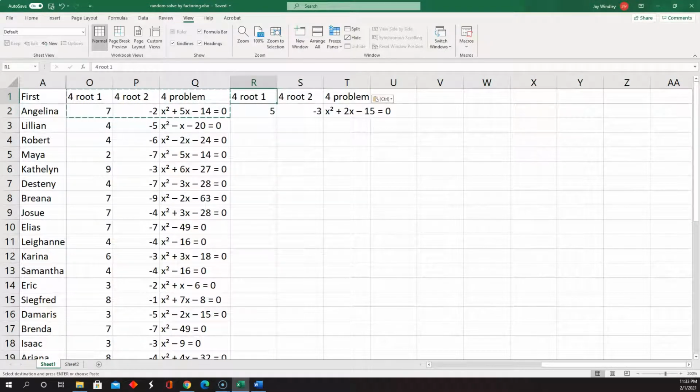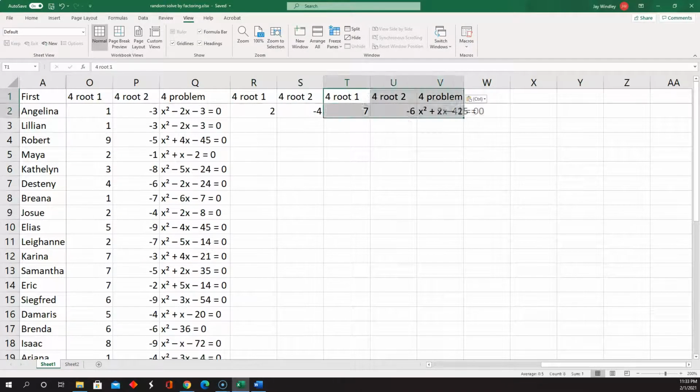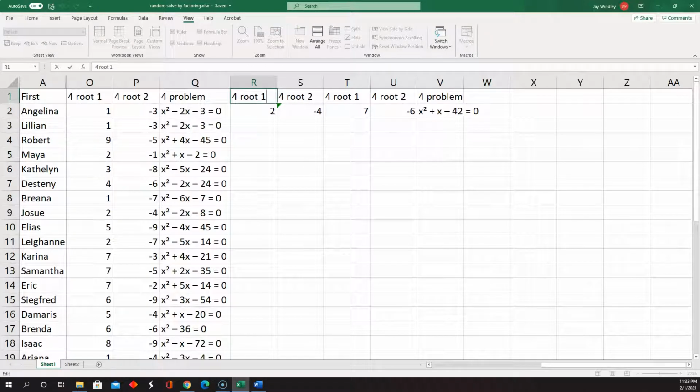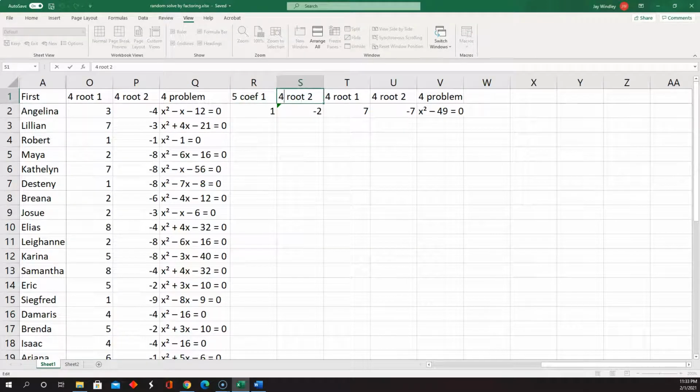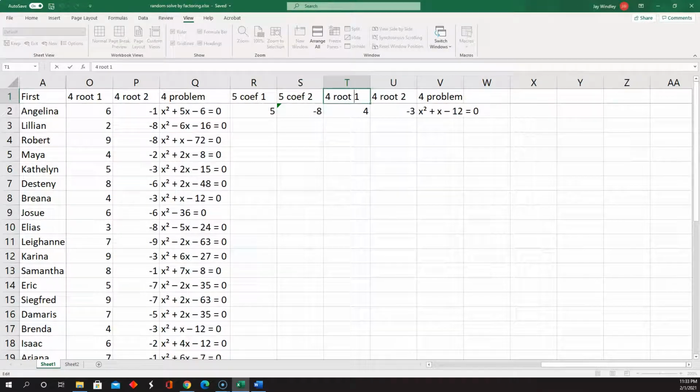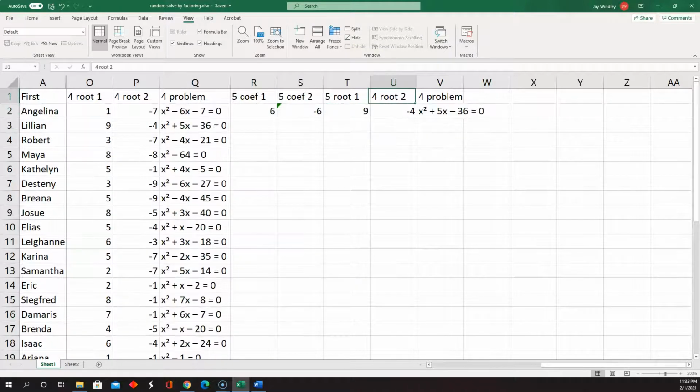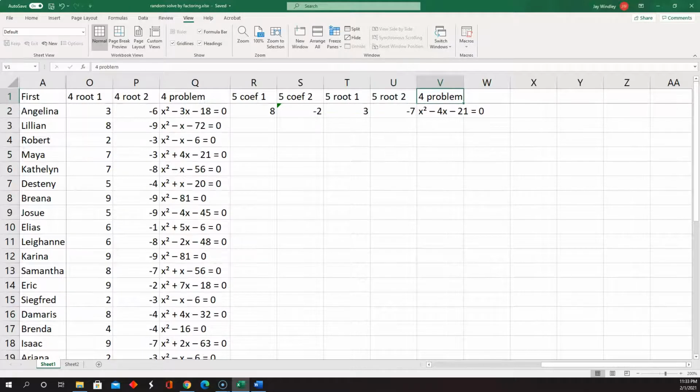So for problem 5, I'm going to do a 5 coefficient 1, a 5 coefficient 2, a 5 root 1, and a 5 root 2, and a 5 problem.